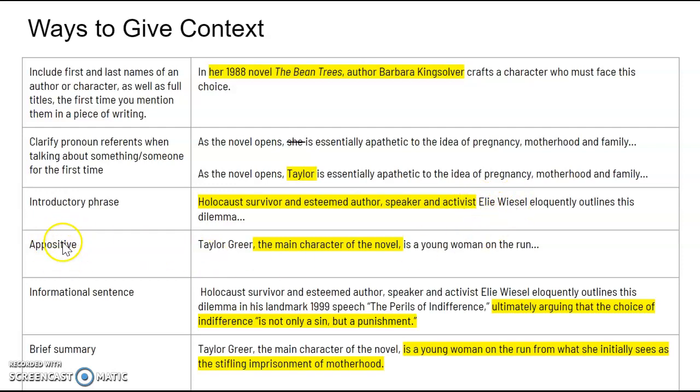You can use an appositive, where you insert more information after the name. This section highlighted in yellow is an appositive. You can use informational sentences that give a little bit more context about what each person is talking about and where. You can also include a brief summary. Most of your essay should be evidence and analysis, but you do need to give a little bit of summarizing in order for the reader to understand what you're talking about and what you're referring to.